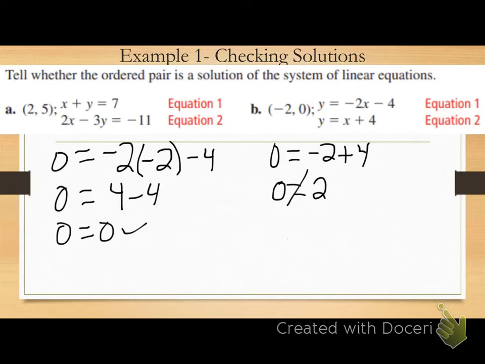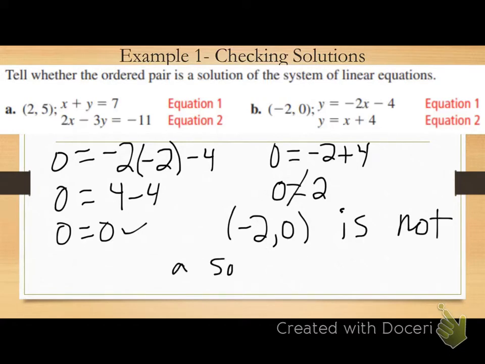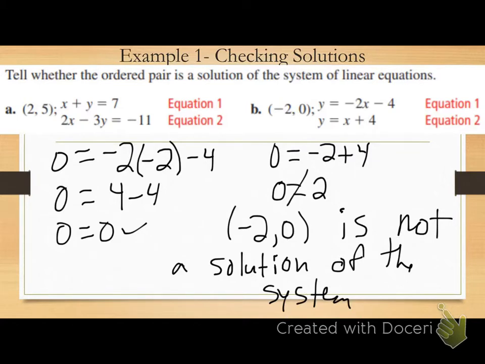It does not. So what can I conclude about (negative 2, 0)? (Negative 2, 0) is not a solution of the system. (Negative 2, 0) is a solution of my first equation, but looking at the system as a whole, it's not a solution of my system. Does that make sense? Any questions there? Can I move on?